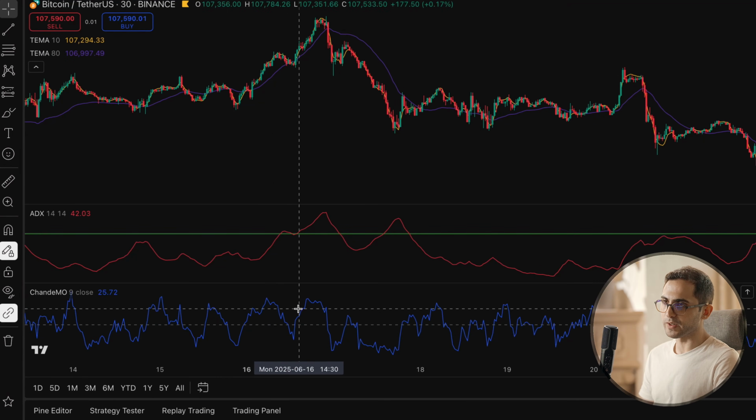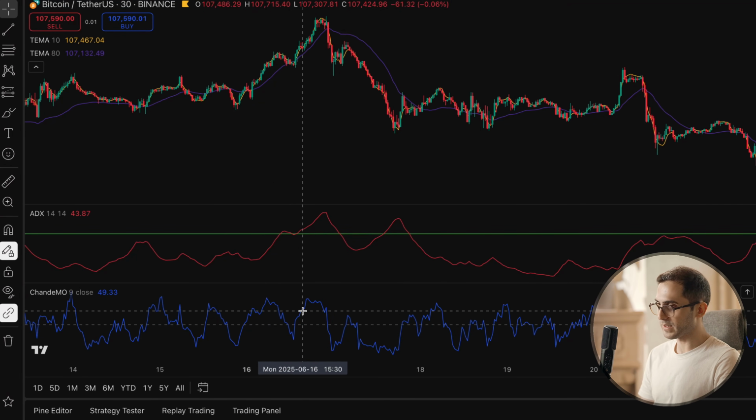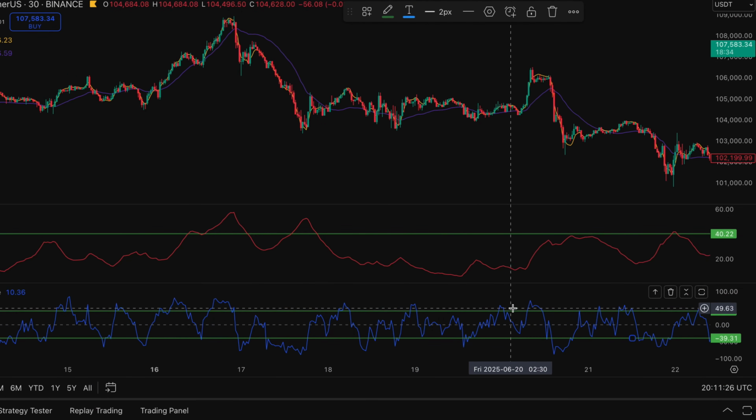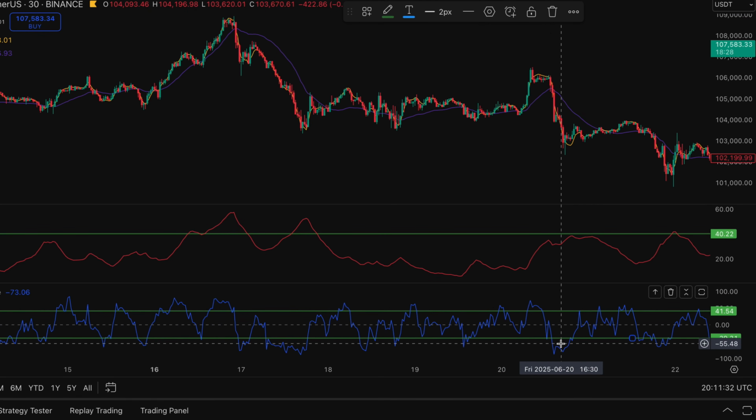And the entry rule is very simple. The threshold is at 40 and also minus 40. So basically, whenever this line is above our threshold, we want to look for long trades, and whenever it is below minus 40, we want to look for short trades. All right, so now we have all the entry rules of the strategy.